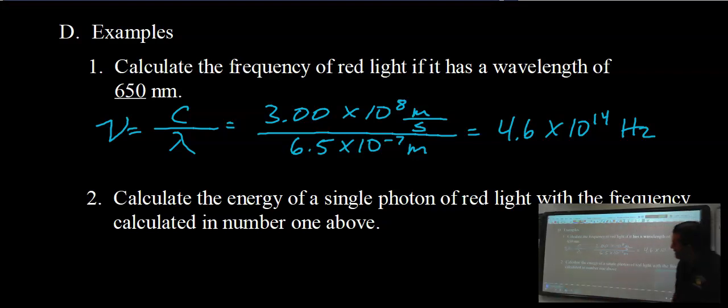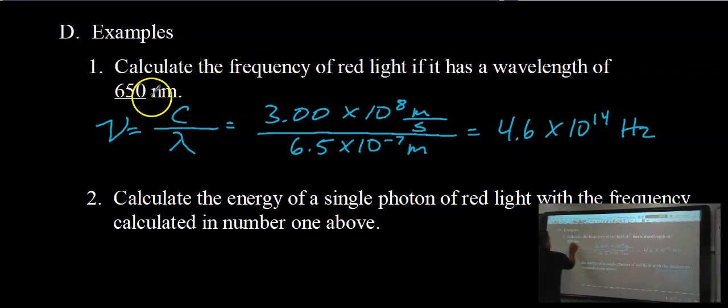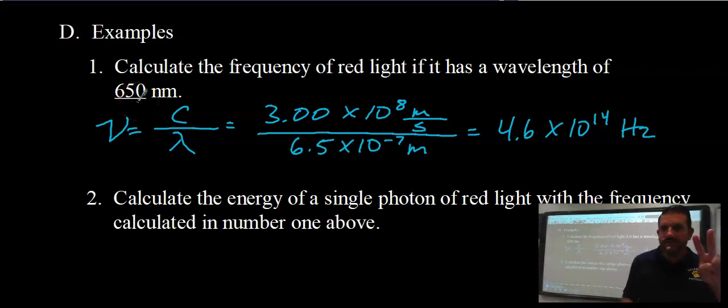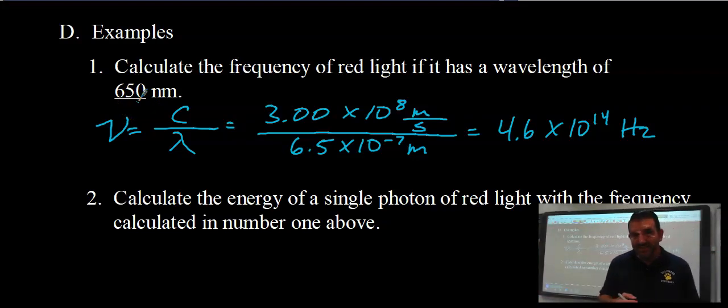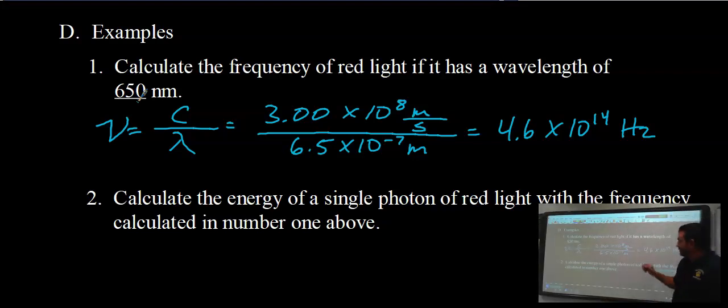Is that right? Notice here, no decimal. So 650 nanometers, that's 2 sig figs. So we convert to scientific notation here. It's 6.5 times 10 to the negative 7th. Meters cancel. We're left with per seconds, which is the same thing as a hertz. 4.6 times 10 to the 14th hertz.